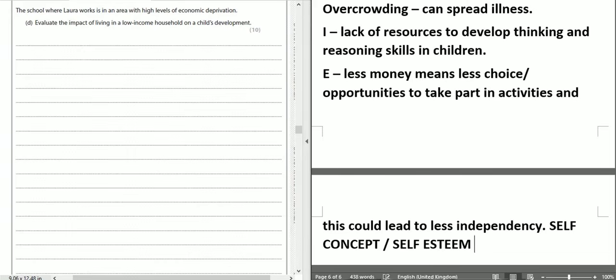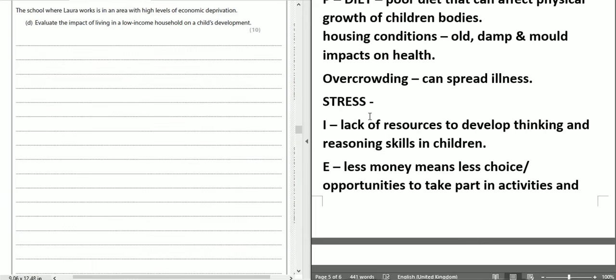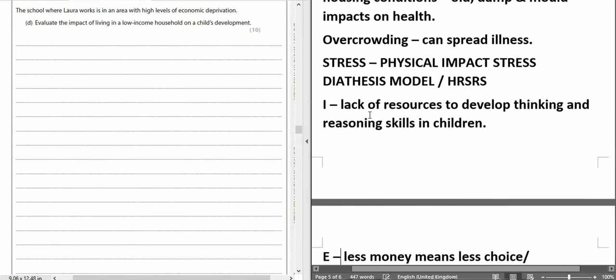self-esteem. What I'm also going to put in as a side note is bullying. Children from low-income backgrounds are more likely to experience bullying, and as a result, that could affect their self-esteem. Just jumping back to physical, I've just had another thought. Obviously, there is stress, and the physical impact of stress. So in terms of illness, you could think about the diathesis-stress model, or you could think about the Holmes and Rahe social readjustment scale, again as examples of how stress can affect children.